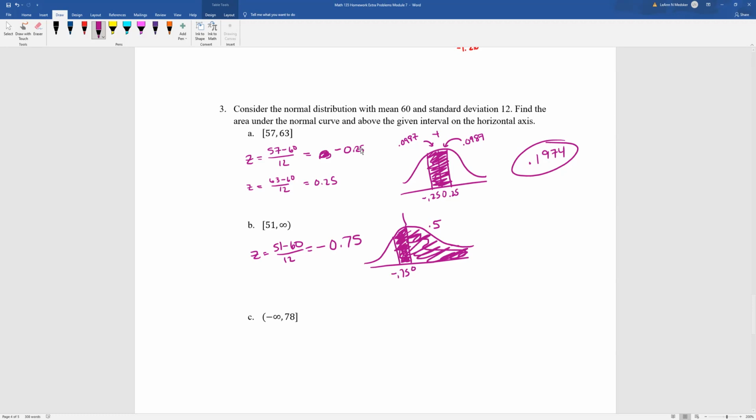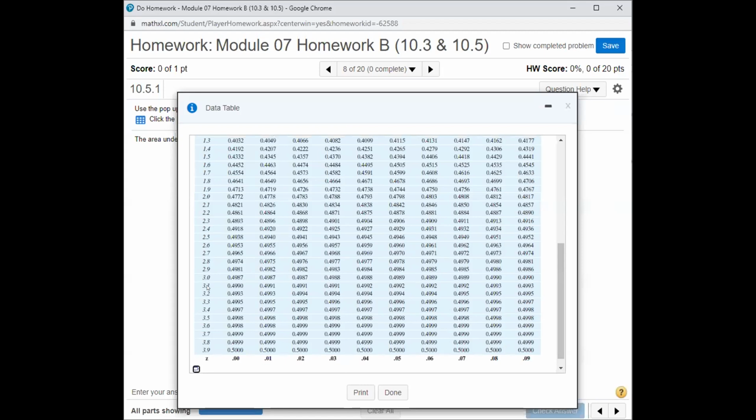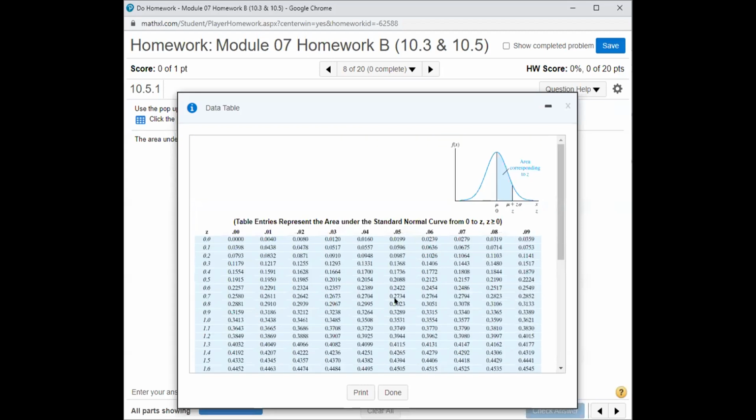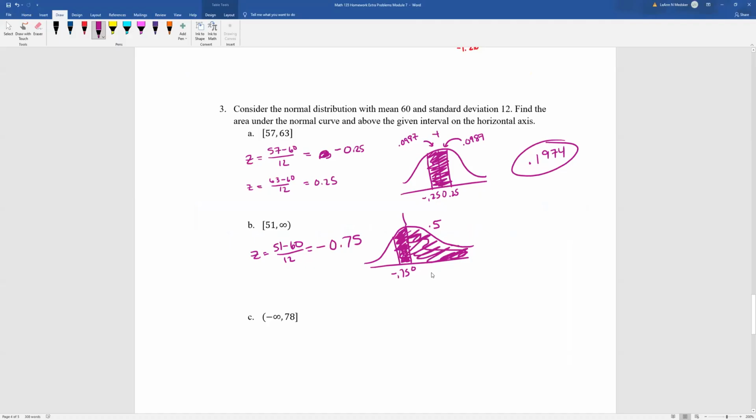So let's go back to it and look up 0.75. So 0.75 is 0.2734. Add these two together to get the total area to the right. That's going to be 0.7734.